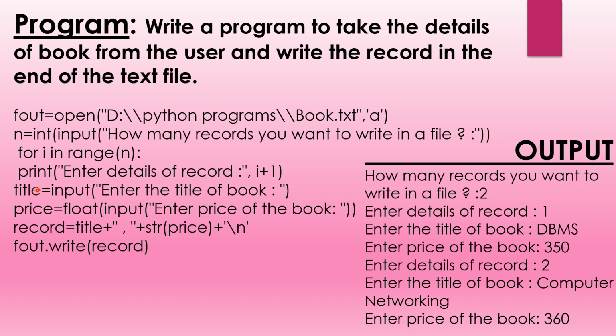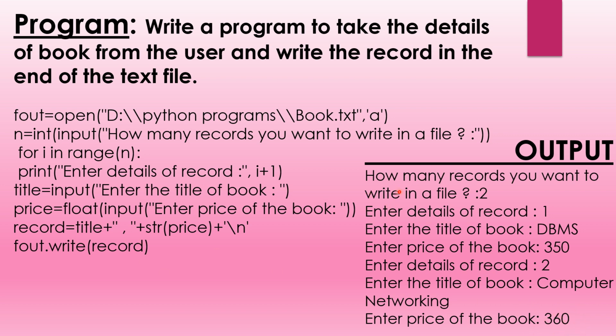Now title. Title will store the title of the book from the user, and price will store the price of the book. Now this is the format in which you store the data in the file. First title, then price, then a new line for when the loop runs the second time. You can see here, enter the title of the book, and here the price. Now again the second time the loop runs, and the title of the book is computer network. The user has input this, and for enter price of the book, the user has input 360.